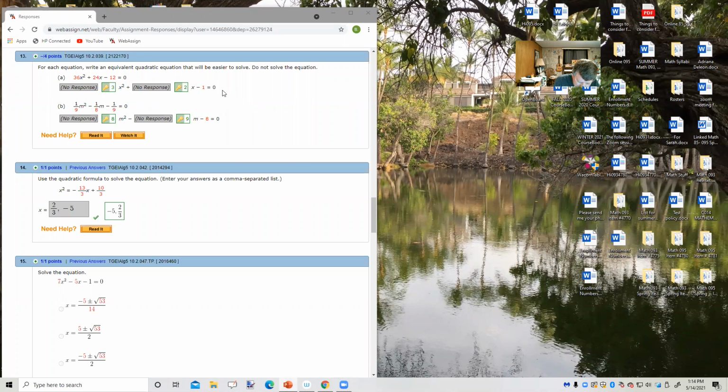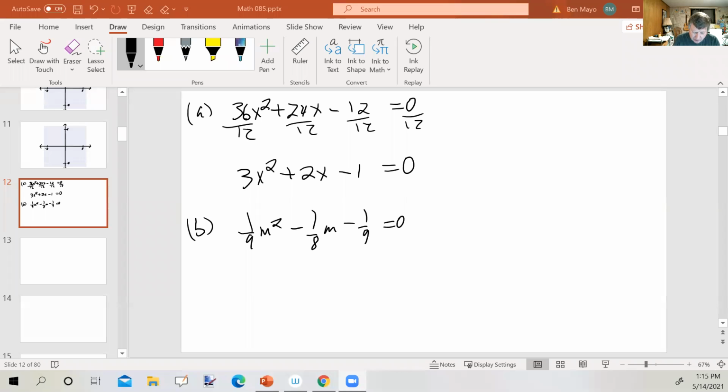Here we have 1/9 m squared minus 1/8 m minus 1/9 equals 0. Now somehow I need to get that last number, the minus 1/9, to be an 8. So let's go back to the whiteboard screen again. First of all, I'm going to clear the fractions. To do that, I need the least common denominator of all the denominators, the 8 and the 9, and that's going to be 72. So I'm going to multiply both sides by 72.